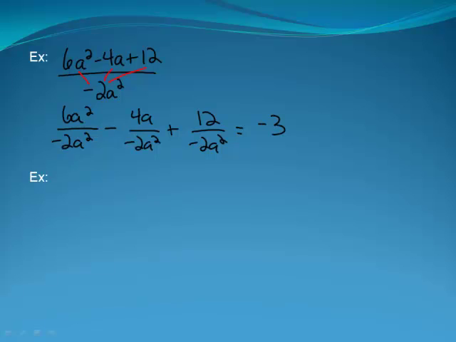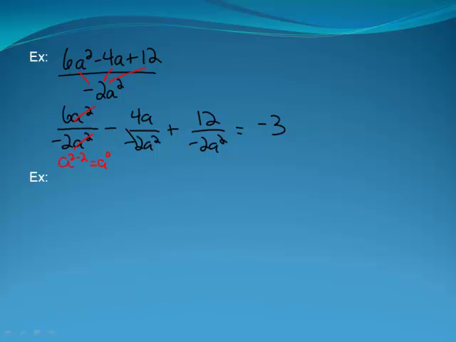And then a squared divided by a squared is going to cancel out. Anything divided by itself is 1, or if you want to, you can use the property of exponents. This would give you a to the 2 minus 2 power, which is a to the 0. Anything to the 0 is 1, and negative 3 times 1 is just negative 3.